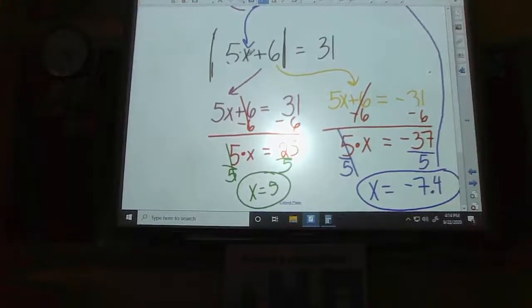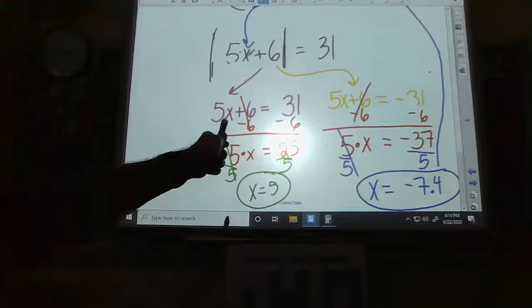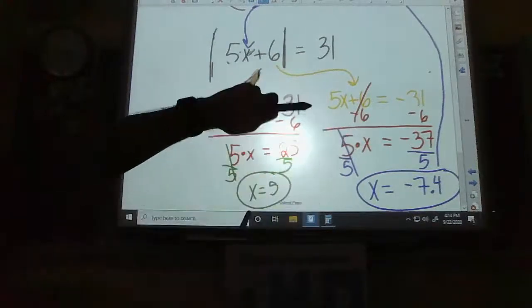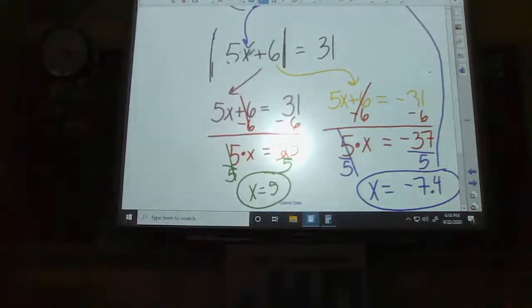So that's the big idea today. Double check, make sure that it's isolated all by itself, and then you can split it into 2 problems, positive and negative. Whatever the number is at the end, ours had 31, and then you can just work it out.